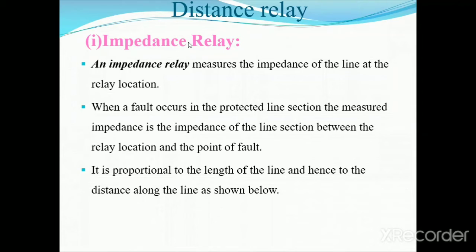If the impedance is less than the impedance of the relay setting, it gives the tripping command to the circuit breaker to close its contacts. We already set the impedance value in that relay, and that set value is compared with the incoming impedance value.